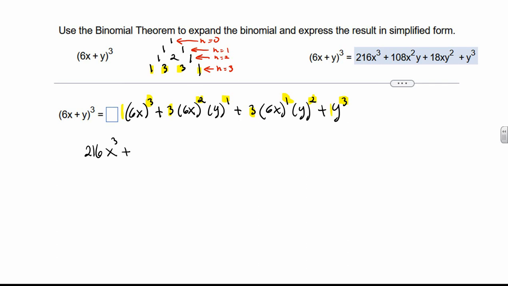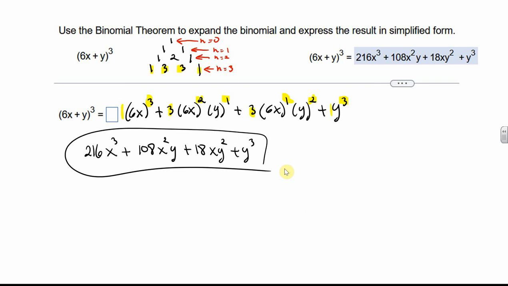So that is 36 times 3, that's 108, times x squared times y plus 18 times x y to the second plus y to the third. Is that okay?